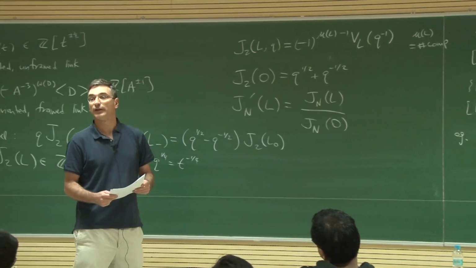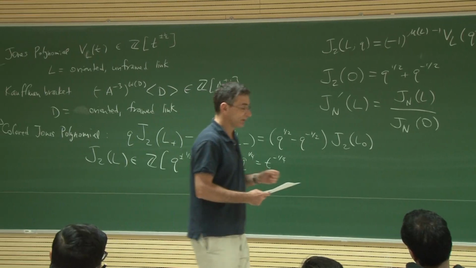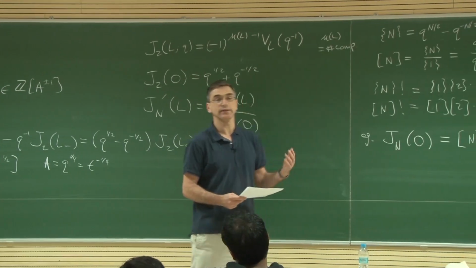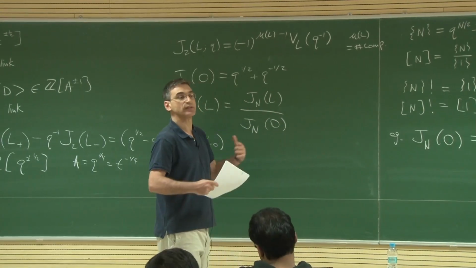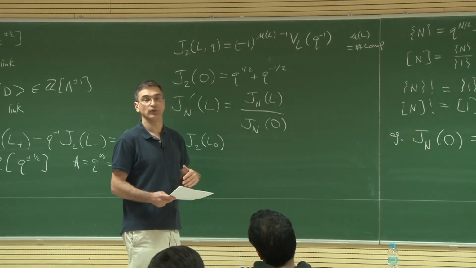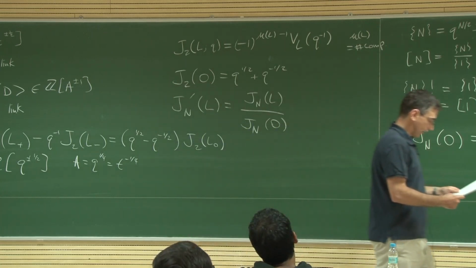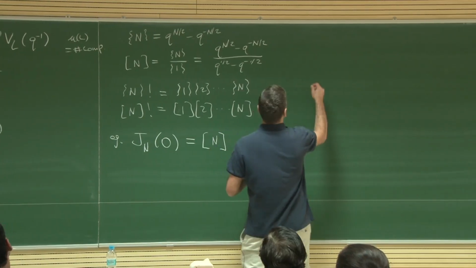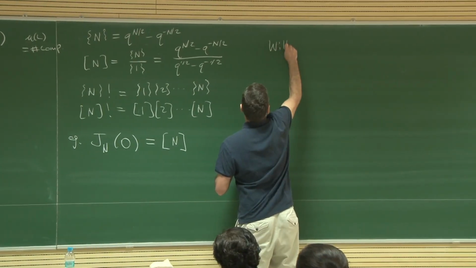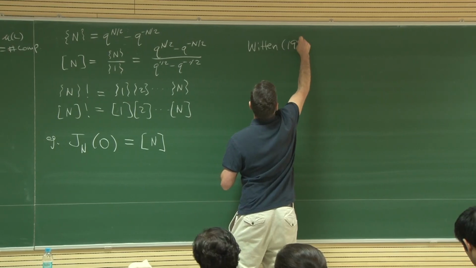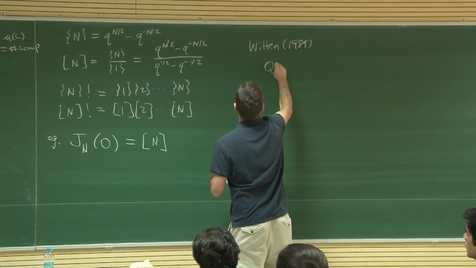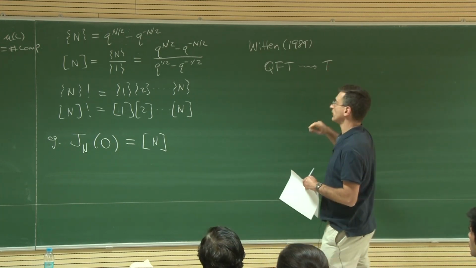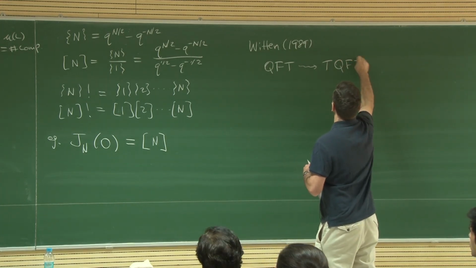Let me give you a little bit of background. And this was mentioned in a talk yesterday. So where this came from is Witten, in 1989, suggested a generalization of the Jones polynomial to links in 3-manifolds. I'm going to wave my hands and say he kind of suggested turning quantum field theory into topological quantum field theory.